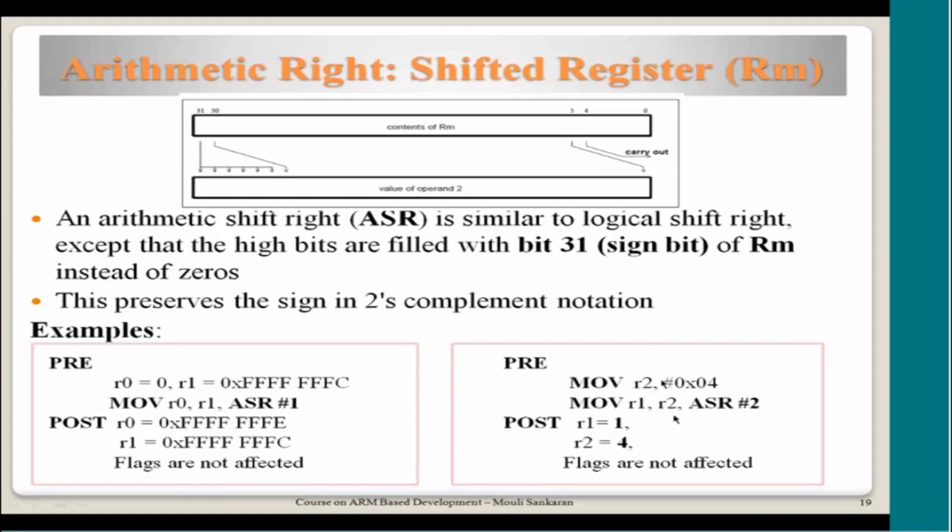So when this is copied and then shifted right, it will be backfilled with a 0, and it is shifting it by 2 positions. So 1, 0, 0 will become just 1. So R1 will become 1, R2 will be 4, and the flags are not affected because you didn't mention the S here. So this is not going to impact the flags. I hope you understand this arithmetic shift right.